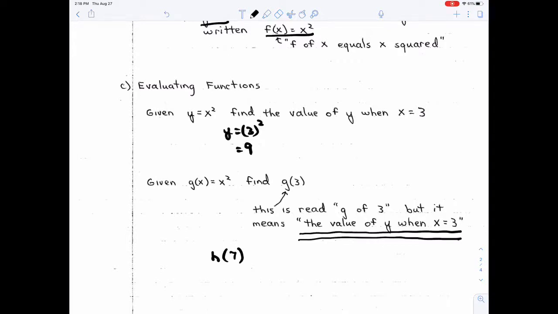That's all it ever is. That's all it ever means. It doesn't mean anything more or less than that. So how would you do this problem?